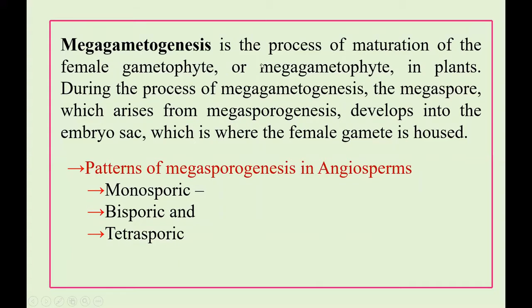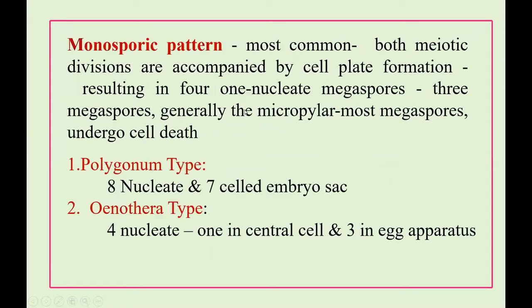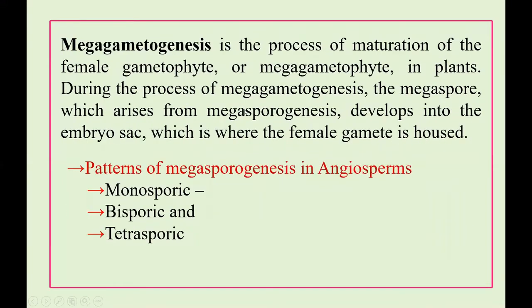Megagametogenesis, as we have discussed, is the process of maturation of the female gametophyte in plants. During this process, the megaspore, which arises from megasporogenesis, develops into the embryo sac, which is where the female gamete is housed. Now we will see the different patterns of megagametogenesis in angiosperms.